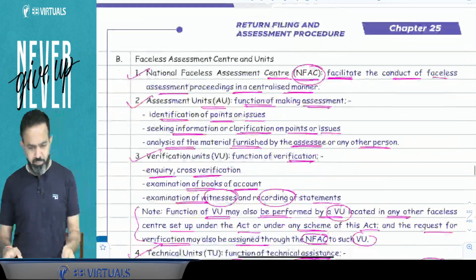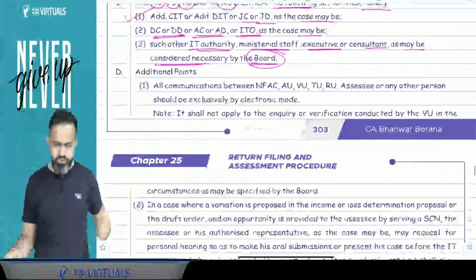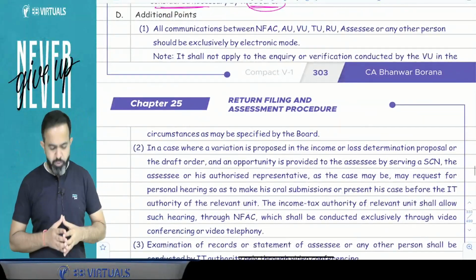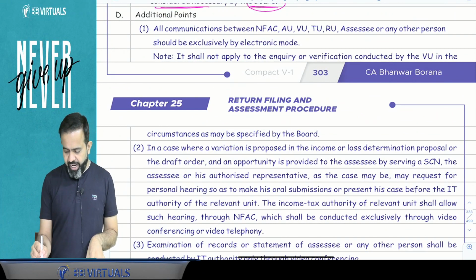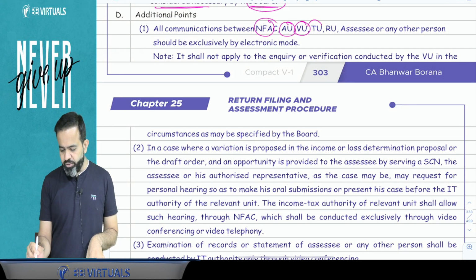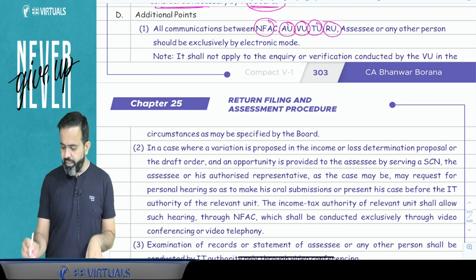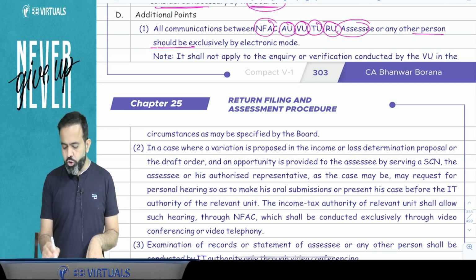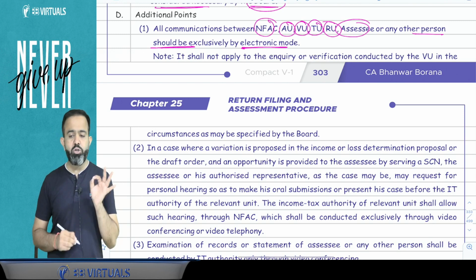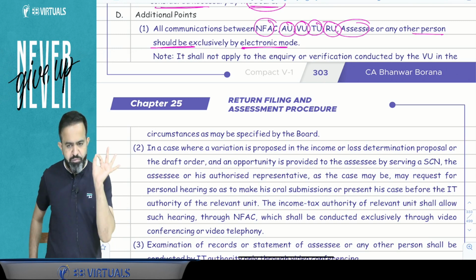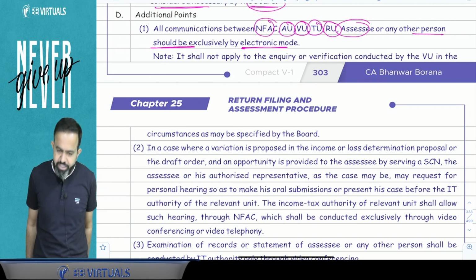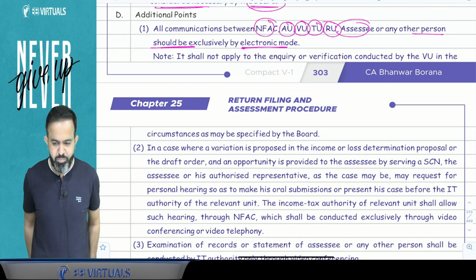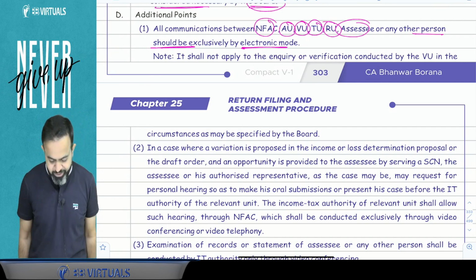Now guys, there are some other points related to faceless assessment. There are some additional points. First point is, all communication between NFAC, assessment unit, verification unit, technical unit and review unit, and the assessee or any other person should be exclusively by the electronic mode only. Means everything will be through the electronic mode only. Means all your communication will be through the online electronic mode. Physical communication is not allowed.